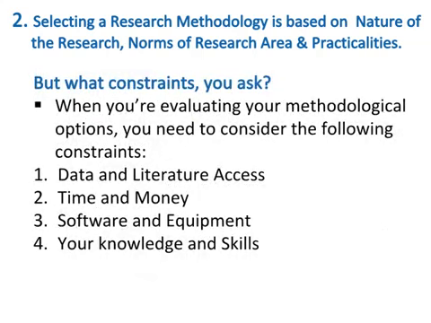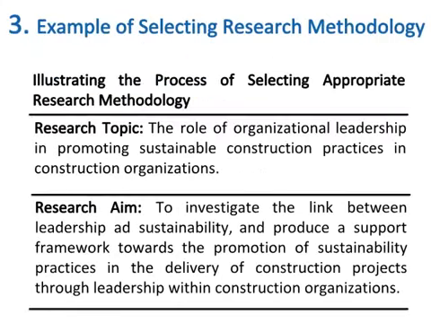When you're evaluating your methodological options, you need to consider the following constraints such as: Number 1 is data and literature access, Number 2 is time and money, Number 3 is software and equipment, Number 4 is your knowledge and skills. Number 3 is example of selecting research methodology, by illustrating the process of selecting appropriate research methodology.